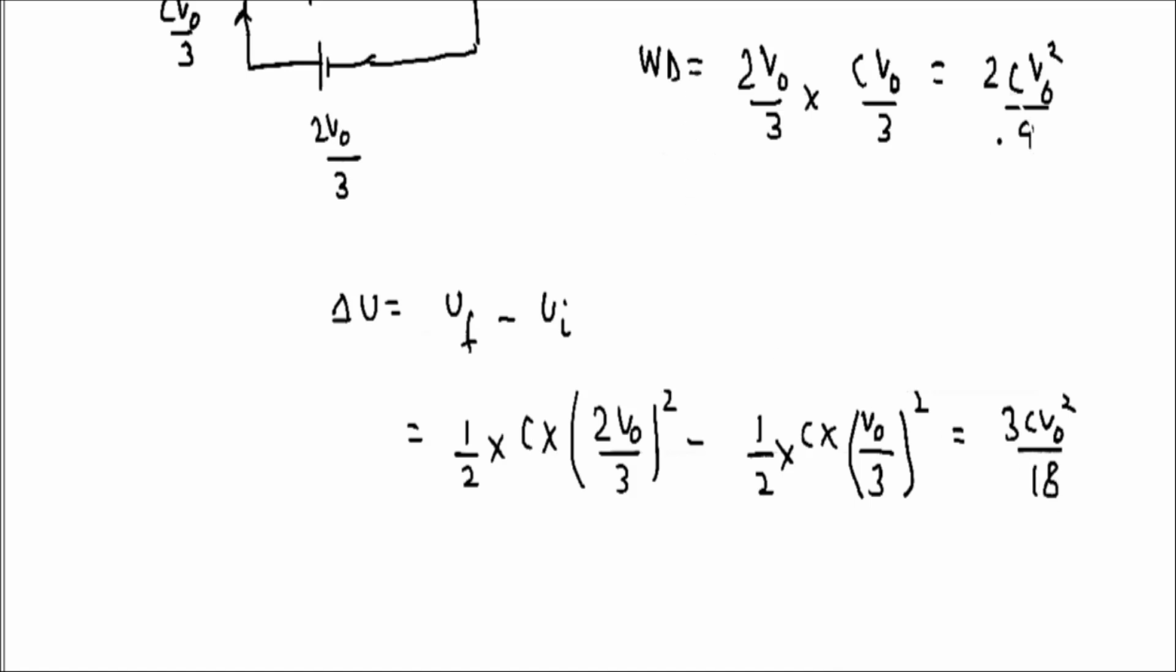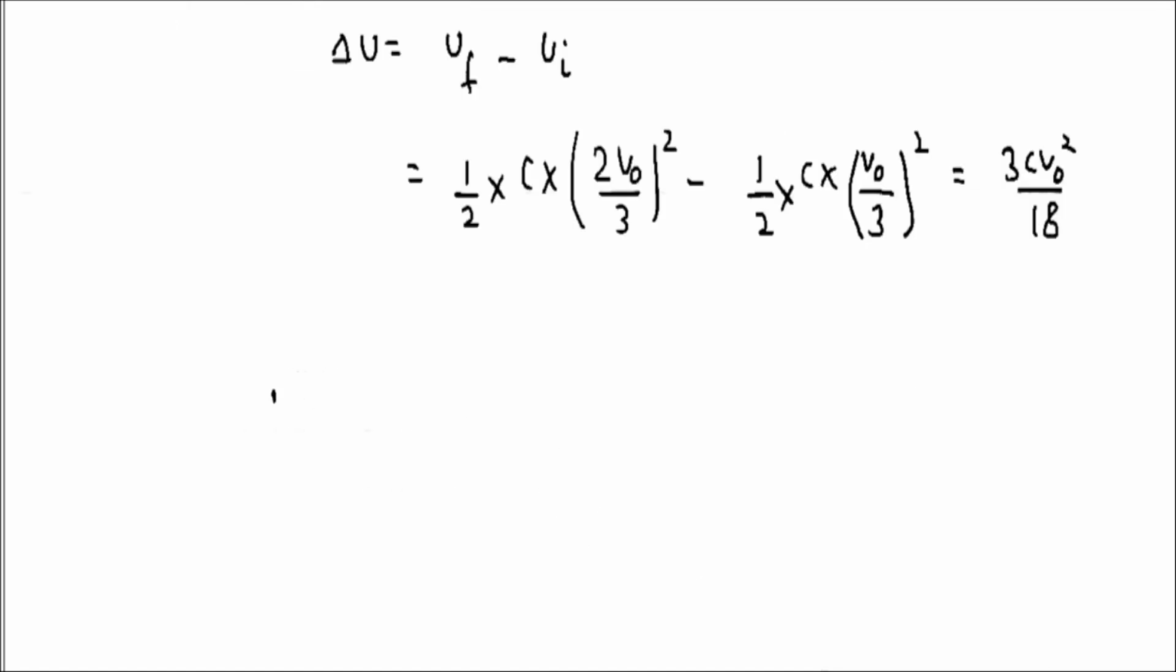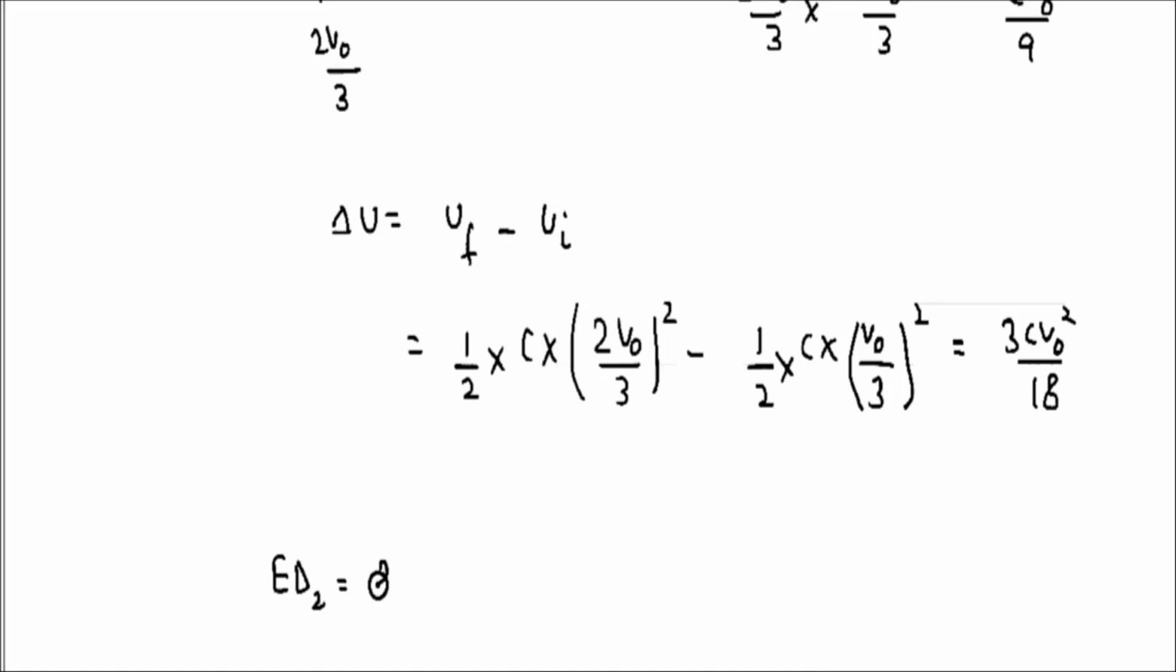Now this is the energy which is supplied by the battery. Now this is the energy which is stored in the capacitor. So what is the difference? If we find the difference, ED2, this would be the energy which would be dissipated by our resistors. So this value would be equal to the difference, 2CV naught square by 9 minus 3CV naught square by 18. This would come out to be again CV naught square divided by 18.